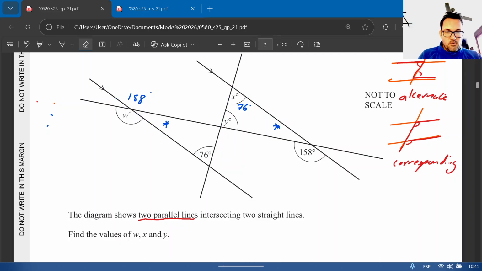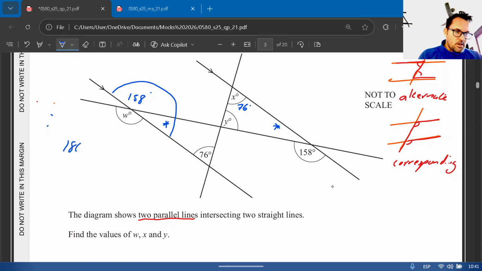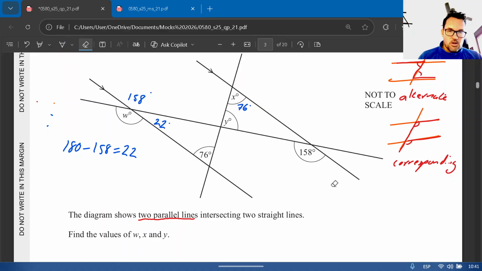Now we just need to find y. Again, there are different ways to do this. One way would be angles on a straight line here, which will be 180 minus 158. What does that give us? A 22. So this angle here is 22. And as you saw before, we have another Z there, which means this one's 22. Or we can do angles on a straight line right over there. So all we have left to do here is angles in a triangle.